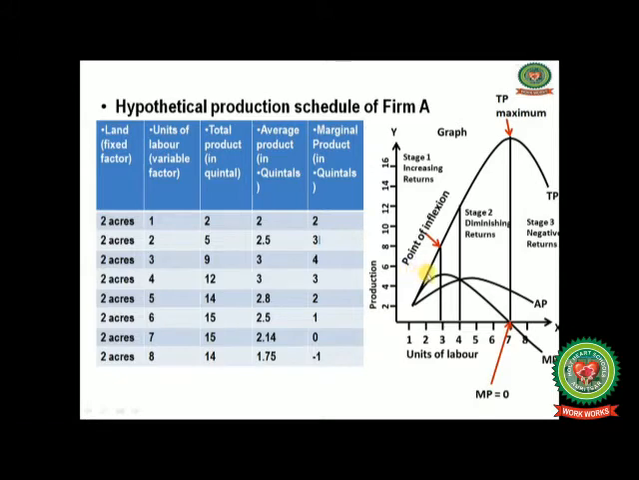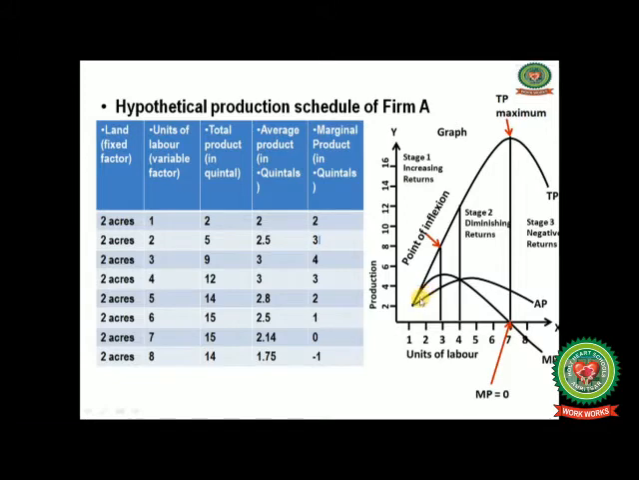In the graph you can see that on the y-axis we have measured production, and on the x-axis we have measured the units of labor. Firstly we will discuss the graph of marginal product. At 1 unit of labor, the marginal product is 2 points, and when the units of labor are 2, the marginal product is 3 points. Here we have marked 3 points.